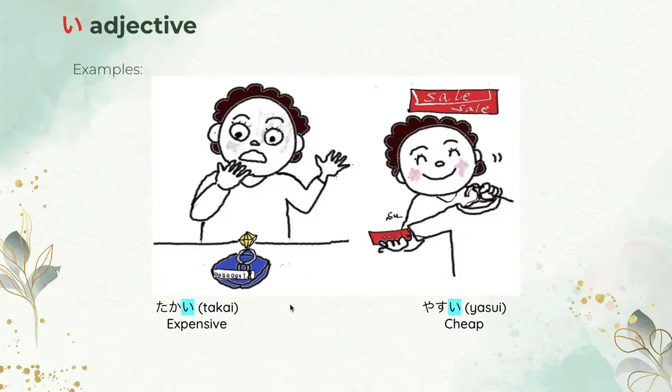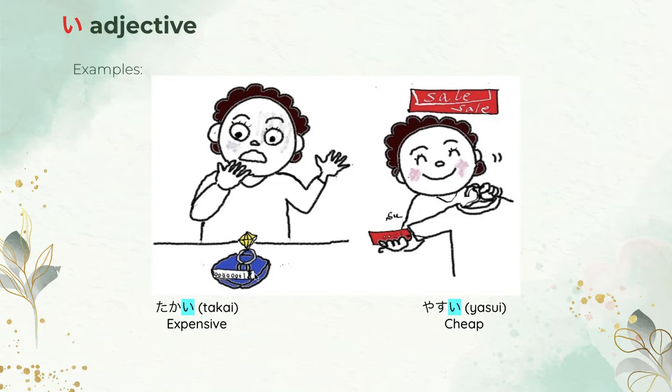The next image is showing how they have a difference in the price tag. This one is super expensive, and on the other hand, this one has the sales tag, so that means she's getting this t-shirt with the better deal. So if I want to say expensive in Japanese, it will be takai. Cheap in Japanese is yasui.